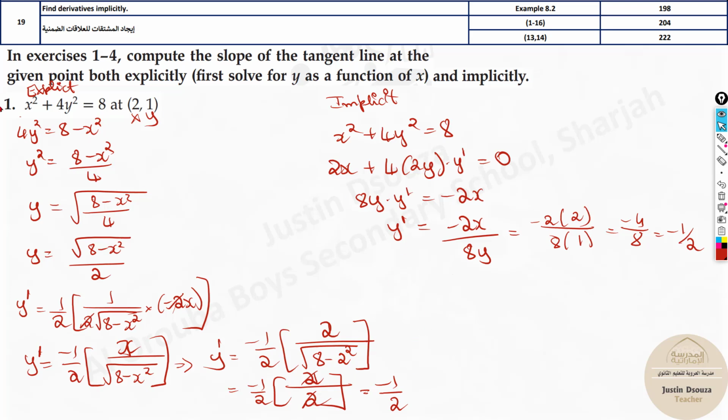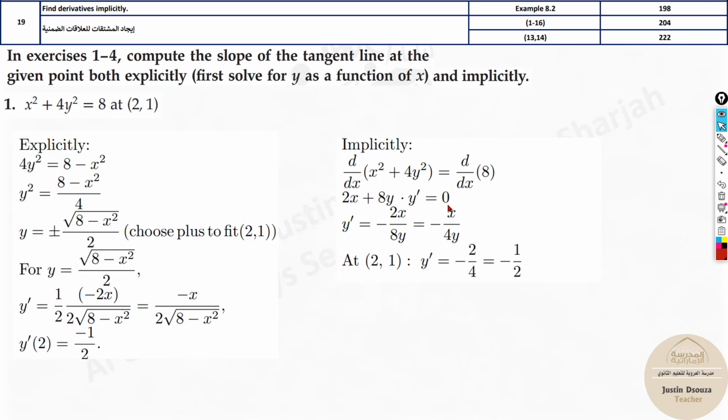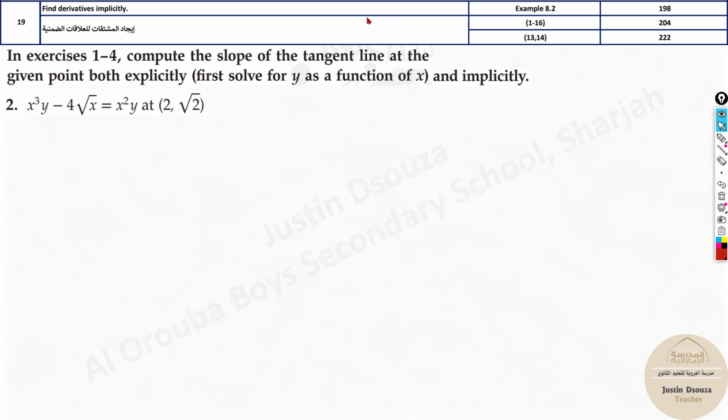But you can see for explicit, it's such a long procedure, whereas implicit was so simple. That's why whenever you have two terms like this on both the sides, implicit derivative makes your problems very easy. Okay? Now you can see that's the answer, negative half on both the sides. We will move on to the next problem.